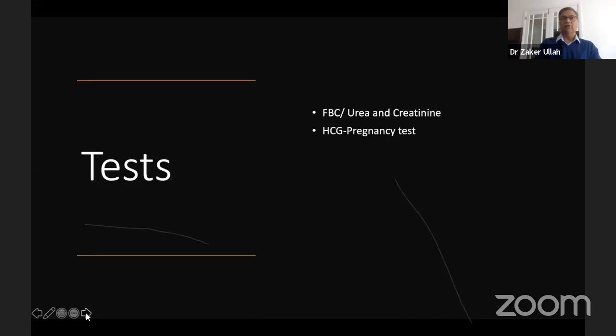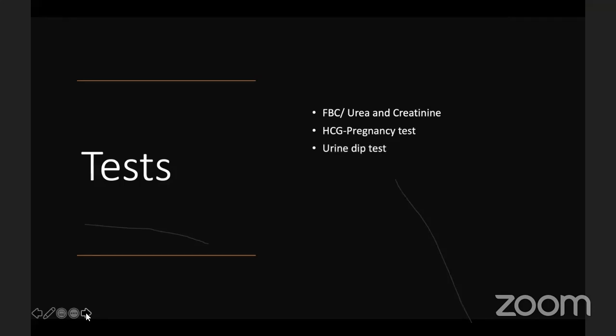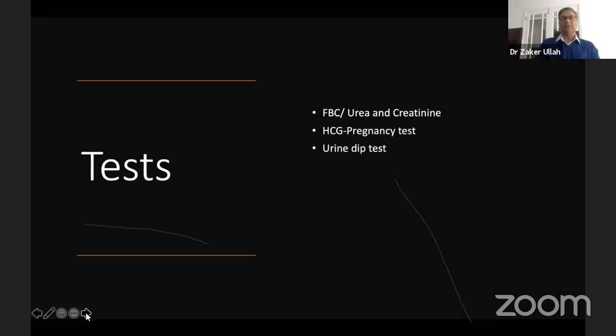In Bangladesh, of course, some patients are coming from villages as well. They don't know exactly whether they're pregnant or not. Sometimes they can get an ectopic pregnancy or some sort of ruptured ectopic pregnancy. Urine dip test is very important for urine testing. Just a simple dip test will tell you whether there's a UTI or anything causing this kind of pain or not.